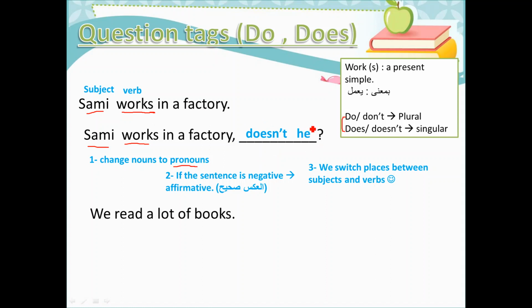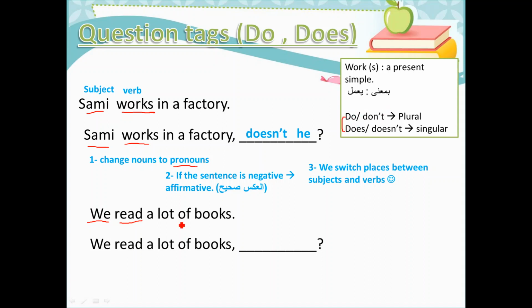Let's take another example. We read a lot of books. Now this is the subject and this is the verb. Again this is a present simple tense sentence. هذه الجملة جملة مضارع بسيط. Okay. But again the subject here is a pronoun. الضمير هو ضمير بمعنى نحن أي أنه plural جمع، فبالتالي أتذكر أنه في حالة الجمع في الزمن المضارع البسيط الفعل المساعد الذي سوف أستخدمه هو do أو don't.